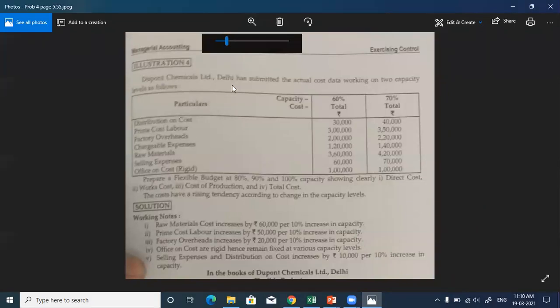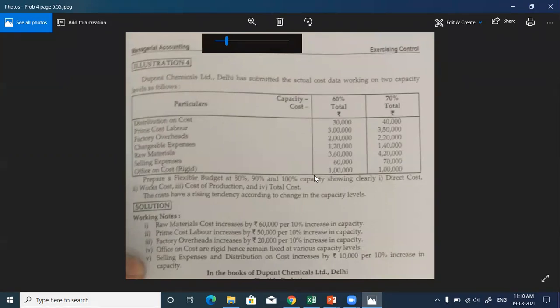Now DuPont Chemical has a capacity, and they have two capacity levels, 60% and 70%. The distribution cost is 30,000 at 60% level and 40,000 at 70% level. Prime labor cost is 3 lakhs for 60% capacity and 3 lakh 50 thousand for 70%. Factory overheads 2 lakhs, 2 lakh 20,000, chargeable expense 1 lakh 20 thousand, 1 lakh 40 thousand, raw material 360, 420, selling expenses 60,000, 70,000. Office cost, and in brackets they have mentioned rigid, means fixed.